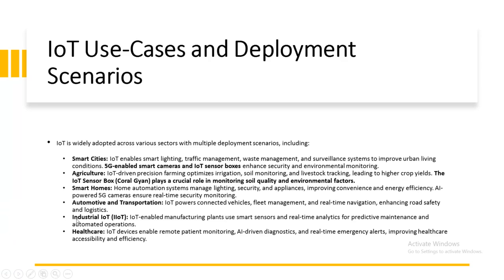And then we have the healthcare system, in which IoT devices enable remote patient monitoring, AI driven diagnosis, and real time emergency alerts, improving healthcare accessibility and efficiency. Those things that we used to see in futuristic movies such as Blade Runner or Blade Runner 2049 are now quite possible with 5G and all these AI-ML techniques. These are all the basic use cases. I don't think I have emphasized enough on each of them, but I think you get a basic overview of what exactly they are.